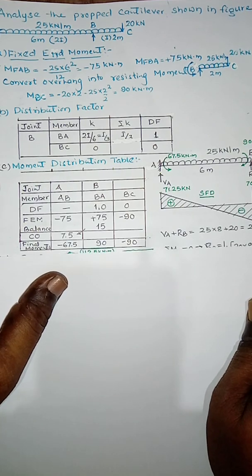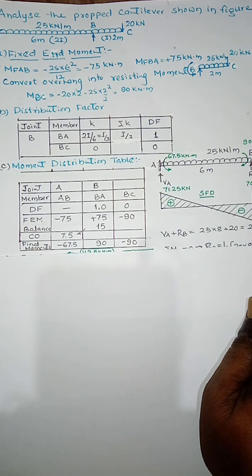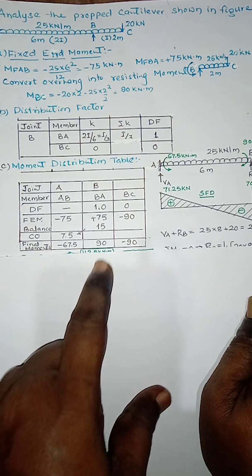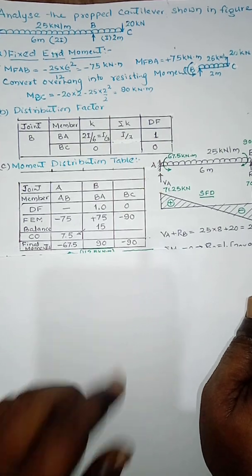Then the final moments are: for AB, minus 75 plus 7.5, that is minus 67.5. For BA, 75 plus 15, that is 90. For BC, already calculated, that is minus 90. Here at joint B, the summation of the moments equals 0, one is plus 90, one is minus 90.